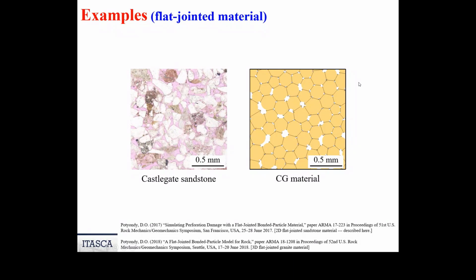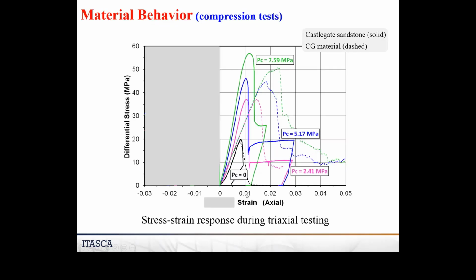Let's build a flat jointed material and look at that. Here's a flat jointed material that's supposed to represent Castlegate sandstone. This is a cross section of that. Notice the length scale, 0.5 millimeters. The pink is epoxy, which is denoting the pore space in this sandstone.